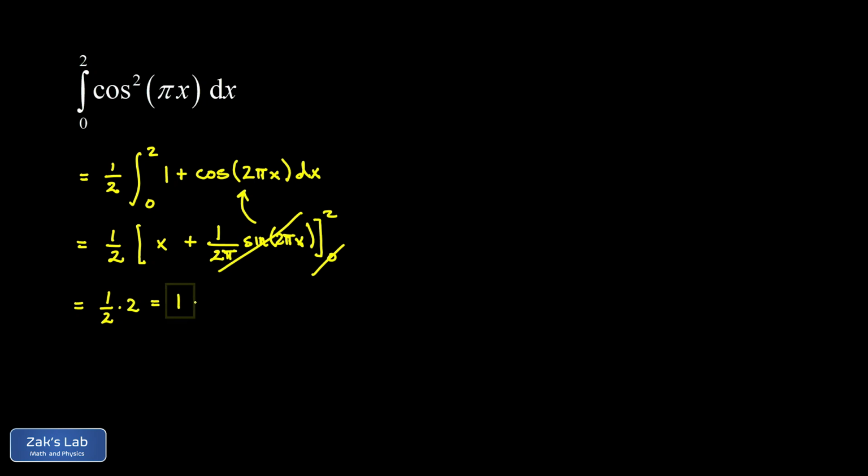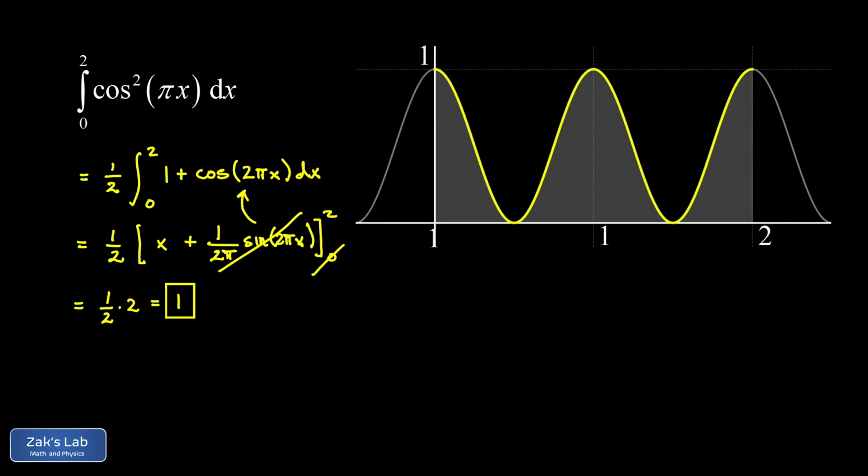just 1. So it turns out there is a trick we could have used to get around all the work in this problem. So let's take a look at this function. There's cosine squared pi x on the interval 0 to 2, and what I notice here is I've completed 2 full periods of the cosine squared function.